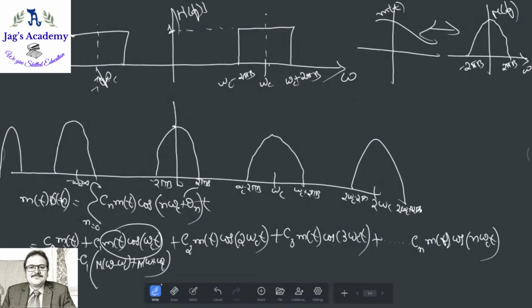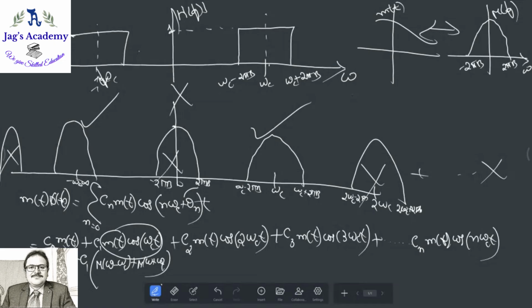Which are the two spectrum components that represent your double sideband suppressed carrier wave? This one and this one, right? You don't need this. You don't need anything else. To get that, you are passing it through a band pass filter. This is the band pass filter. Band pass filter in frequency domain is just multiplication. When you multiply this and this, can you tell me what will remain?